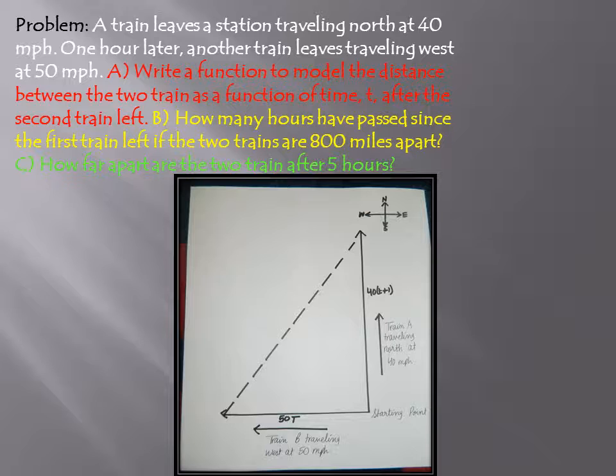Here's a diagram that illustrates the problem. Train A is traveling north at 40 miles per hour from the starting point, and train B is traveling west at 50 miles per hour from the same starting point as train A. The independent variable is time, and the dependent variable is the distance. Now let's solve.